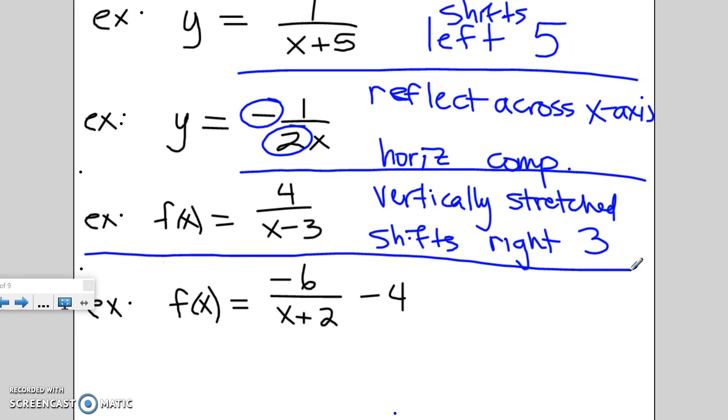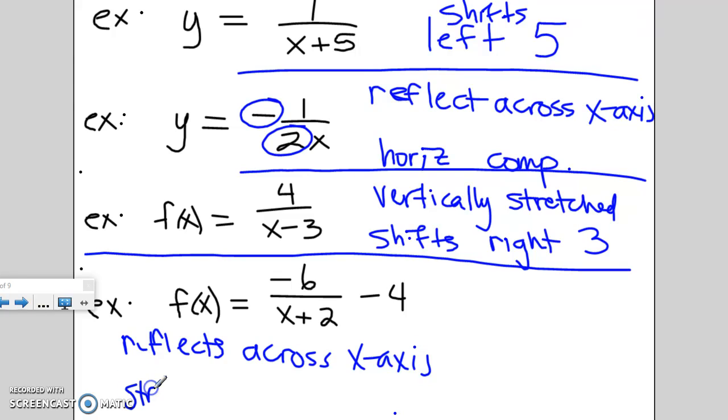And of course, save the best for last, we have a whole lot going on here. We've got 4 things happening. We've got the negative, we've got the 6, we've got the plus 2, and the minus 4. So the negative, just like we said before, reflects us across the x-axis. The 6 is outside the denominator. Sorry if it looks like a b, but it is a 6 on top of the fraction. The 6 will stretch us vertically.